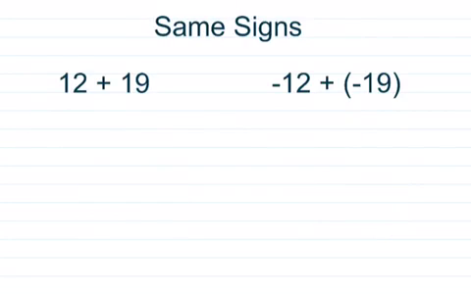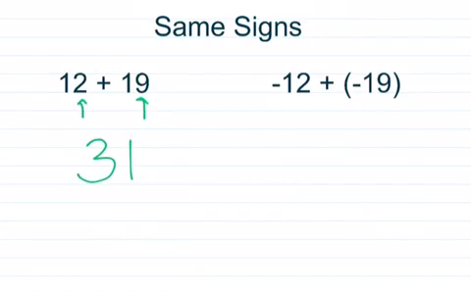For the same sign, if you look at the first question, that's something that you do in the lower grade levels. A positive value plus a positive value. And when you're adding these two values together, you just add them as always, starting with the ones place value and then the tens. And for this answer, it would become 31.